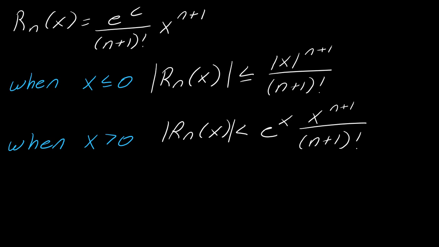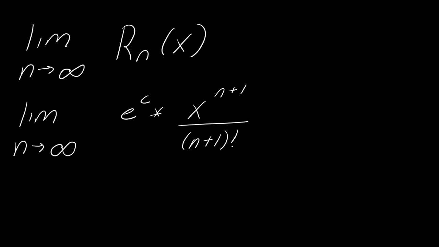Okay, so now that we've talked about that, let's talk about the other part of this, where we want to figure out what's the limit as n approaches infinity. In this case, sorry, I've just rewritten this slightly. So what is the limit of e to the c times x to the n plus 1 over n plus 1 factorial? Okay, so the e to the c, this is some number. I don't actually care what it is. This is actually just a constant. So all I really care about is what's going on here.